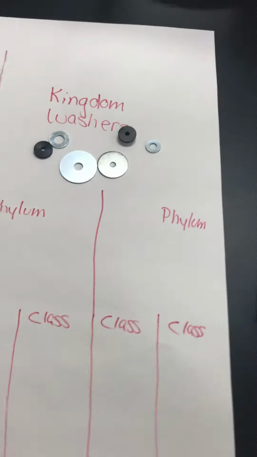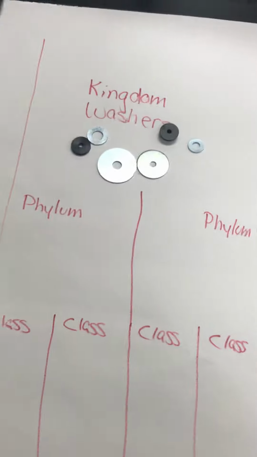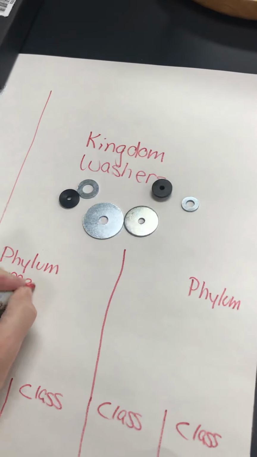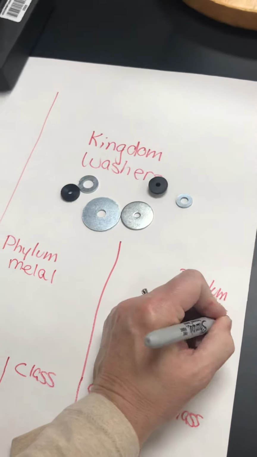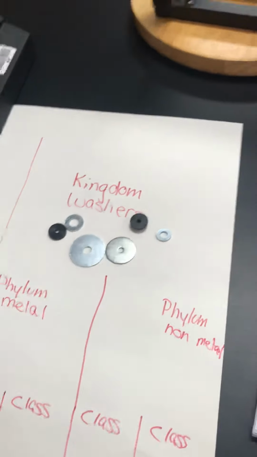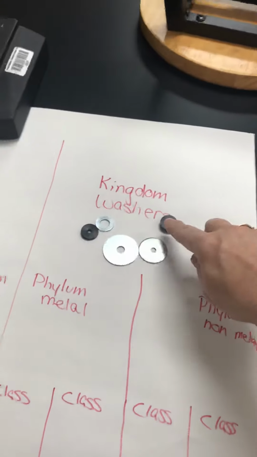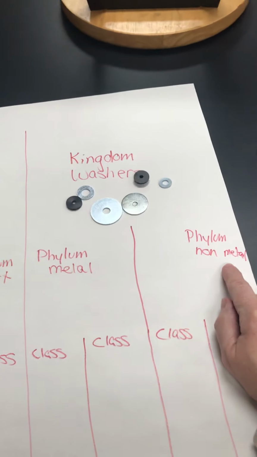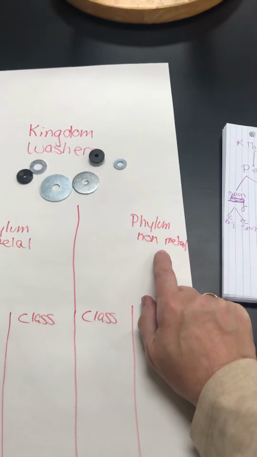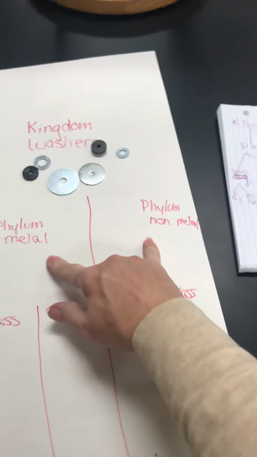Okay, now I'm coming over here to washers. I've split those into phylum metal and non-metal. Notice the only other material I have is rubber. Notice I didn't make it phylum rubber because there could be many materials washers are made out of. It might not be rubber. So I needed it to be a dichotomy.